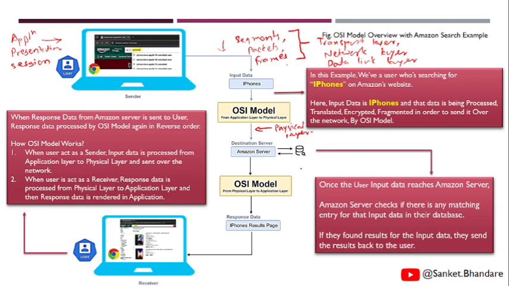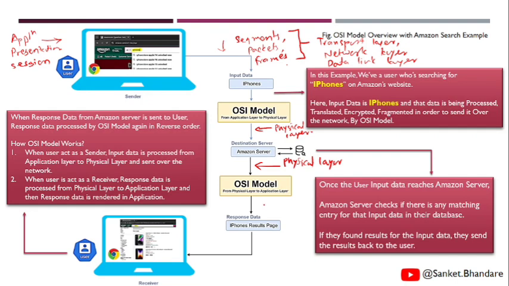Once your request reaches the Amazon server, your request will be processed by the Amazon server, and it will generate some response, and that response will be sent back to the user. During this process it also follows similar functions and a similar path. The OSI model starts from the bottom, and the first layer it will interact with while processing the response is the physical layer.